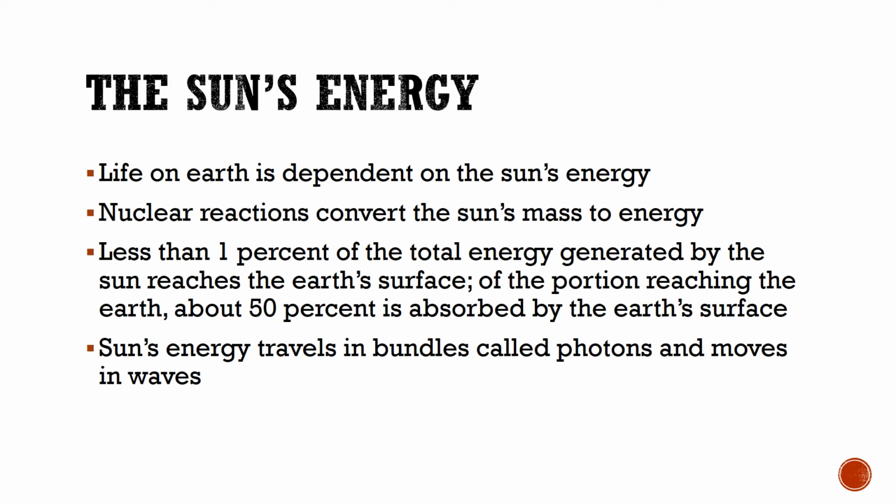Okay, so just imagine how much more heat, how many more waves are actually being given off by the sun that is not reaching the Earth. About 50% of that is absorbed by the Earth's surface. It might not directly hit us, but it's going to be absorbed by the surface, especially within the ocean. So how do we look at the sun's energy? How do we measure that? It's in bundles that we call photons and move in waves. If you're a big fan of the Big Bang Theory, you've heard photons before, and then we'll look at the waves as well.